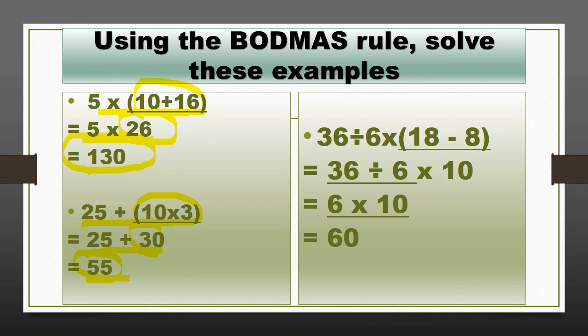In the third example, we have 36 divided by 6 multiplied by 18 minus 8 in the bracket. Again, we follow the rule according to the BODMAS rule. First solve the bracket. In the bracket, 8 is subtracted from 18. So, the answer we will get is 10. After that, divide 36 by 6. We will get 6. And lastly, multiply 6 into 10. We will get 60 as the answer.